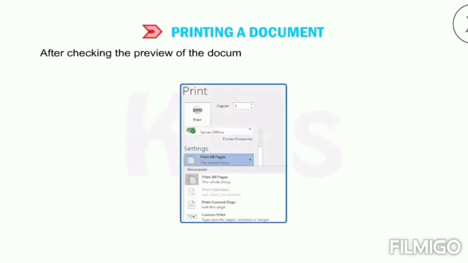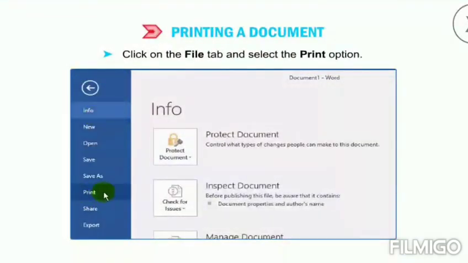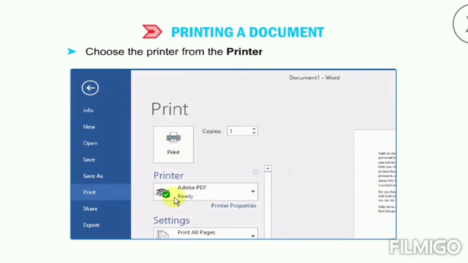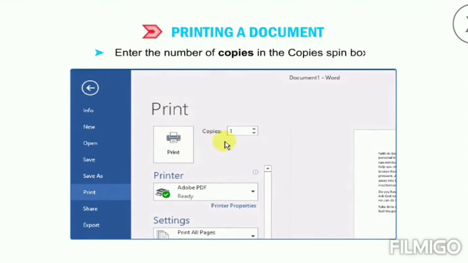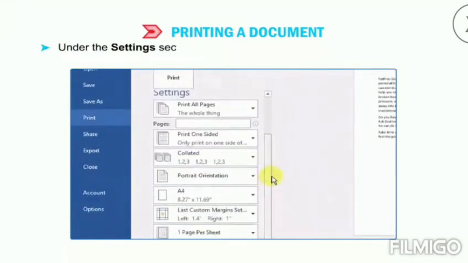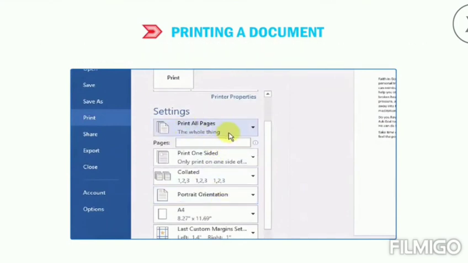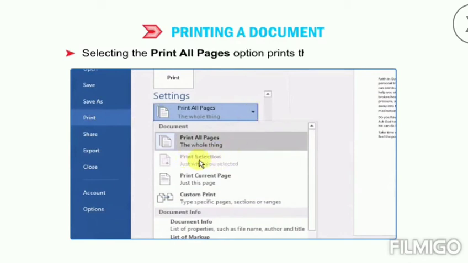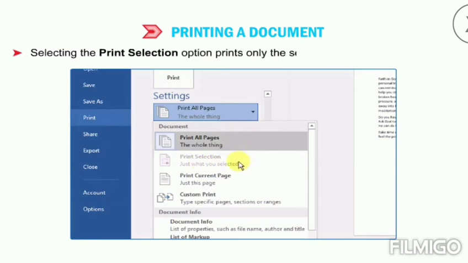Alright students, now we will talk about printing a document. After checking the preview of the document, you can follow the given steps to print the document. Click on the File tab and select the Print option. Choose the printer from the Printer Properties drop-down list. Enter the number of copies in the Copies spin box. Under the Settings section, click on the arrow next to Print All Pages to choose any given option. Selecting the Print All Pages option prints the entire document. Selecting the Print Selection option prints only the selected text from the document.